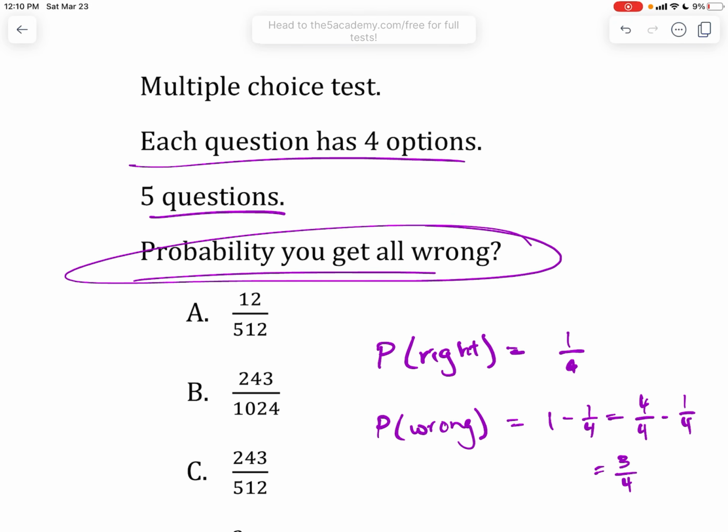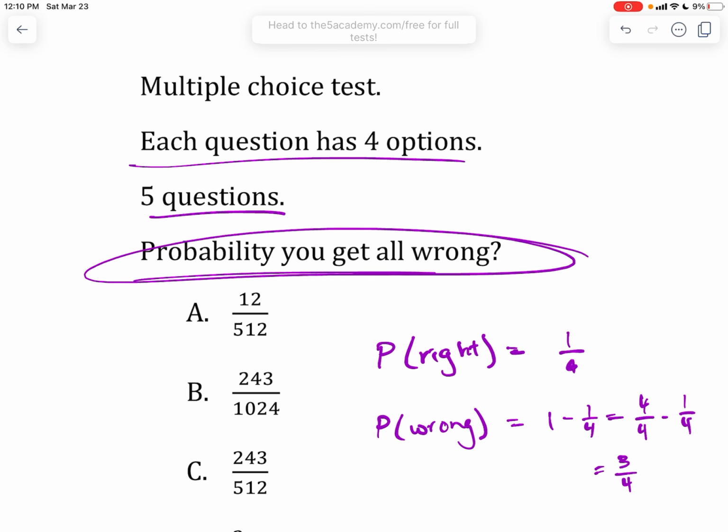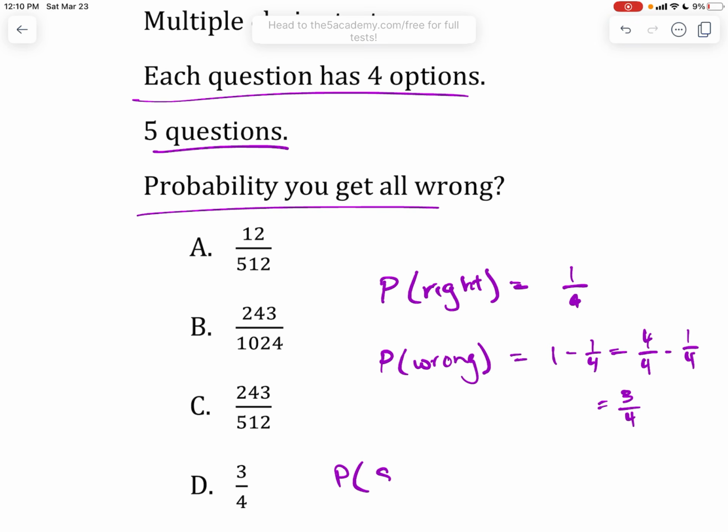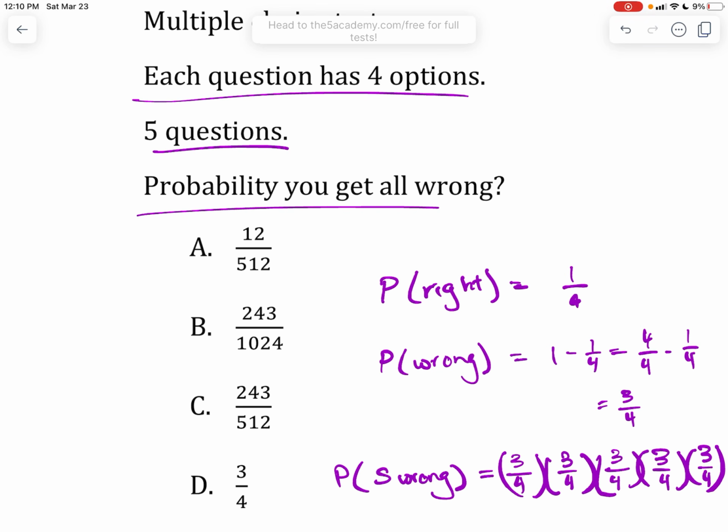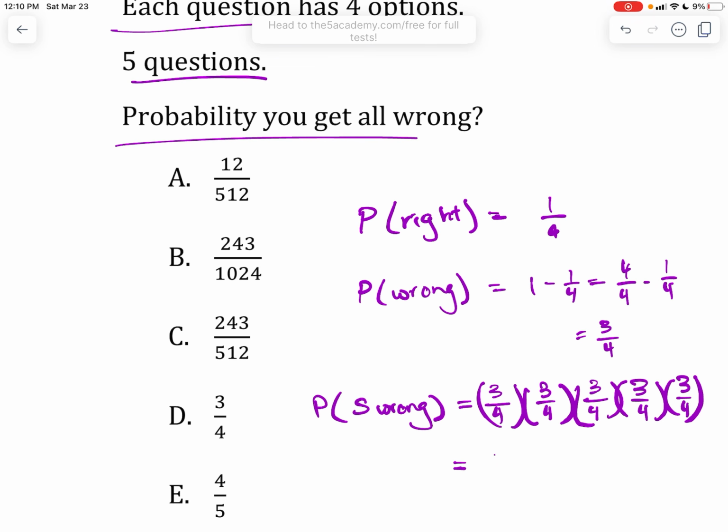Now, we're asked, what's the probability you get all 5 of the questions wrong? So when you have a repeated event like this that has the same probability for each event, or if you know the probability of each event and you're just trying to find the probability that I get this specific combination of events where I get all of them wrong, you can just multiply the probability of each event by the other associated events. So the probability of 5 wrong is just going to be equal to 3 over 4 times 3 over 4, 3 over 4, 3 over 4, 3 over 4, which is really just equal to 3 over 4 to the 5th, right? That's equal to 3 to the 5th over 4 to the 5th.